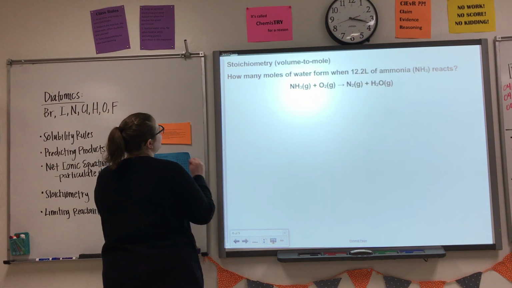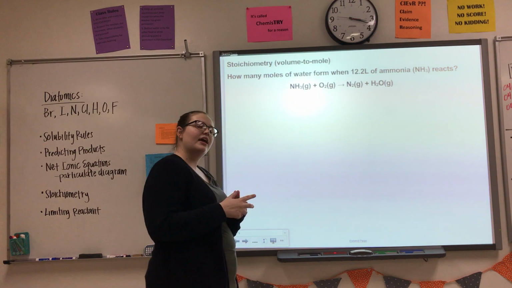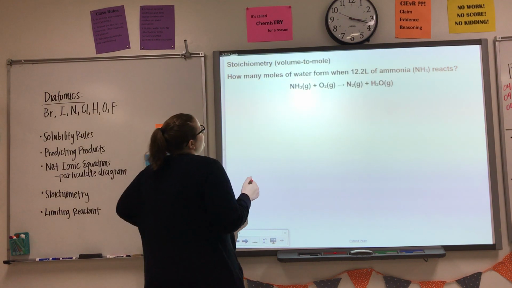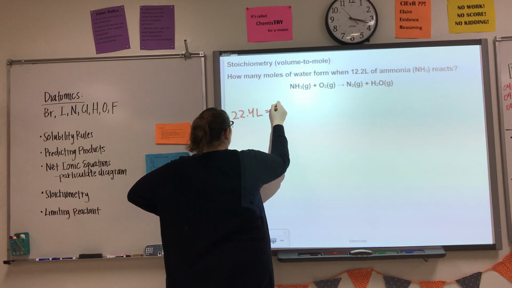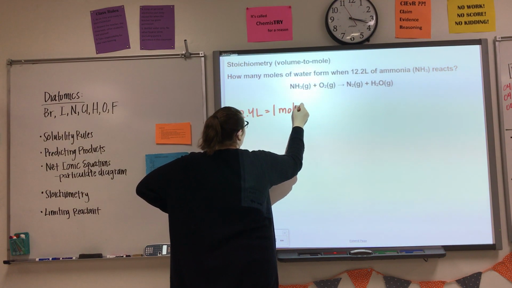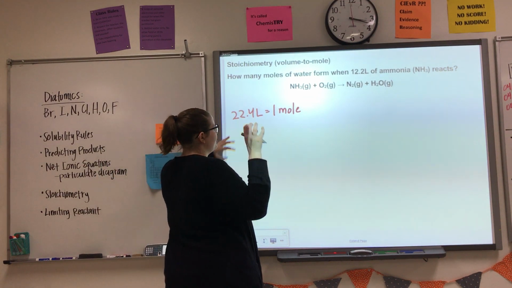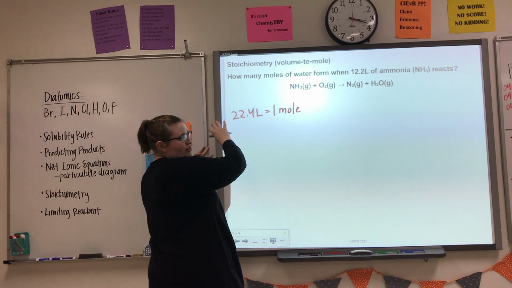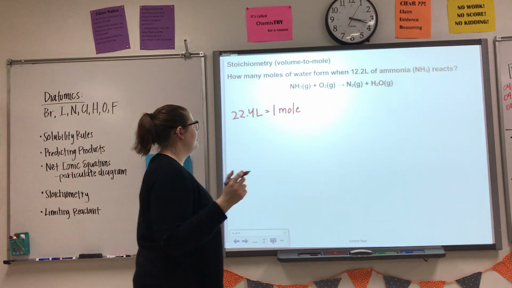Okay, next problem. This is going to be volume to mole. Volume to mole is a little special, and you guys already know that, because we get to use our 22.4 liters is equal to 1 mole when it's of the same gas. So if it's one gas in liters, you can say that 22.4 liters of that is going to equal 1 mole. But again, I'm getting ahead of myself. I got to balance first.